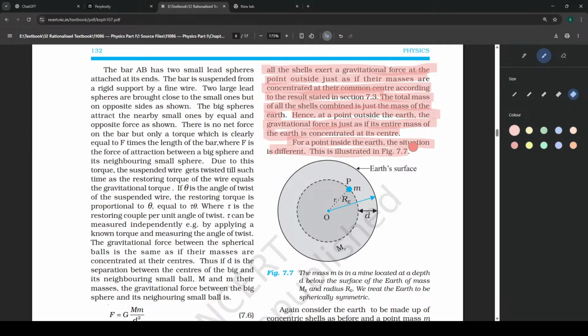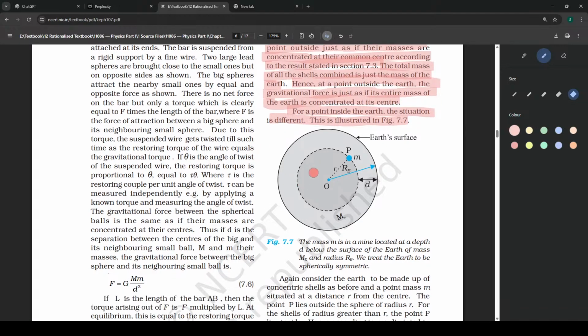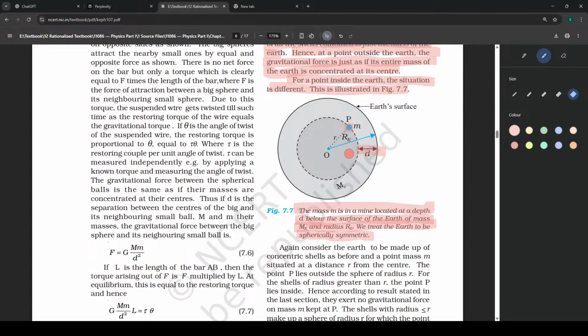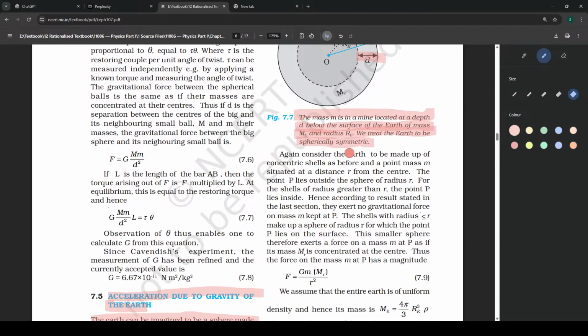This is illustrated in figure 7.7. This is the earth. This is a point inside the earth. Earth's surface, inner earth. This is the depth, the mass m, located at a depth d below the surface of the Earth of mass me and radius re. We treat the Earth to be spherically symmetric. Normally, Earth is not spherically symmetric. There are many mountains, many hills, many uneven surfaces on the Earth, but here we consider it as symmetric.